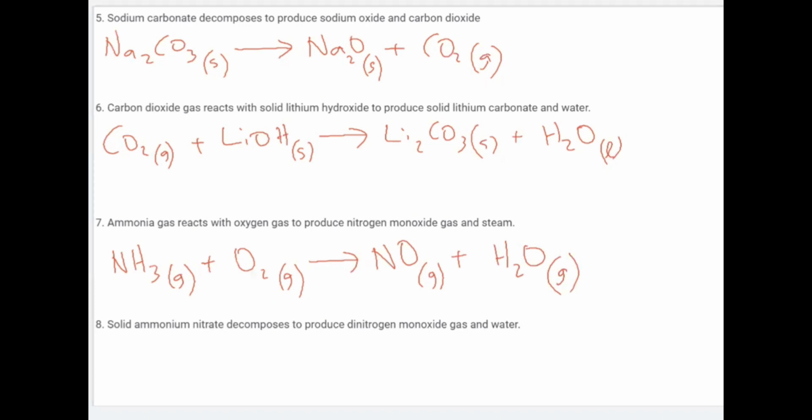All right, and the final one for me to do is solid ammonium nitrate. And it's a solid, decomposes into dinitrogen monoxide. So that's 2 nitrogen and 1 oxygen. All right, and it's a gas, and it also produces water, which is liquid. Right? So notice that it's very easy to translate the words into the symbol formula once you understand how to create the different compounds.